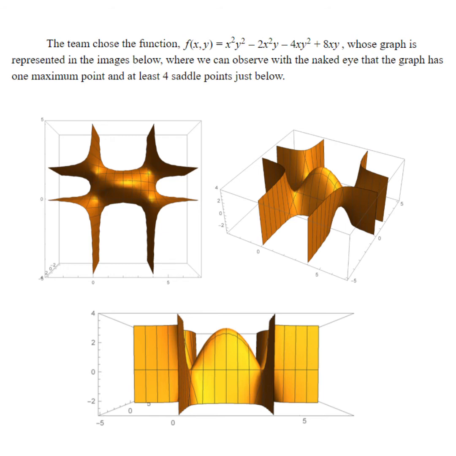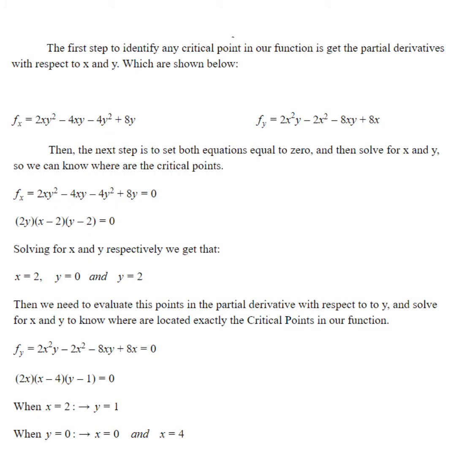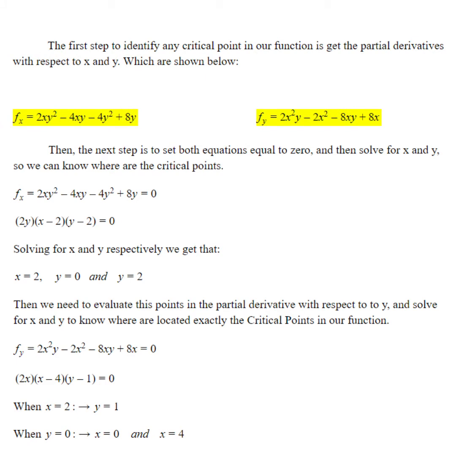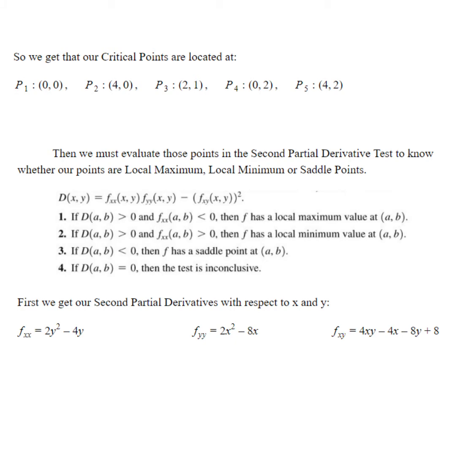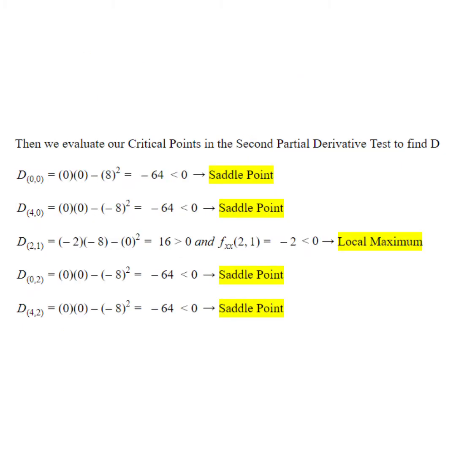And as we can see, it has at least one local maximum and 4 saddle points, which means 5 critical points in total. But how do we obtain those? With the partial derivatives, as we can see right here with respect to x and y. Then, to obtain which are local maximum, local minimum, or saddle points, we evaluate the 5 points in our second partial derivative to obtain that we have 4 saddle points and 1 local maximum.